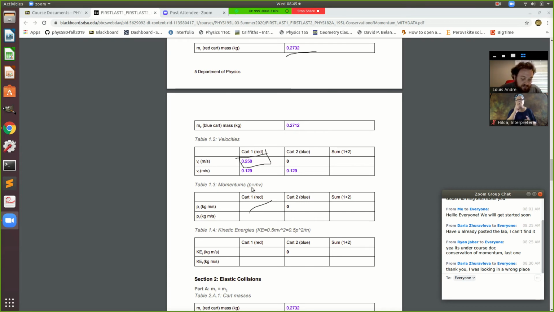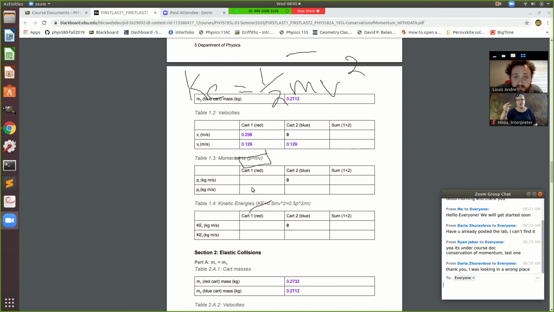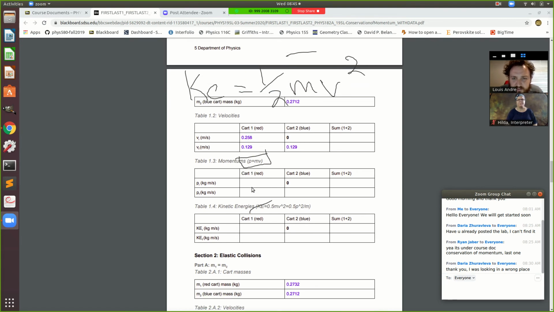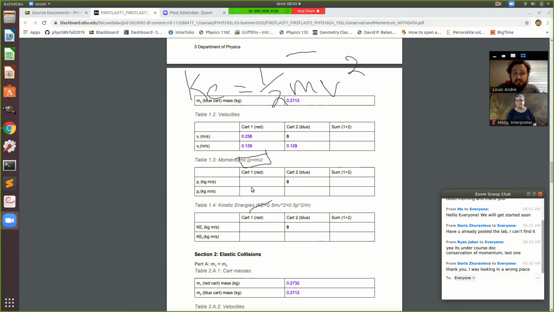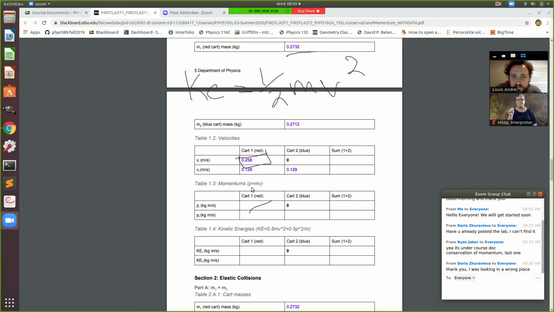Also, kinetic energy. Kinetic energy is 1/2 mass times the velocity squared. So don't forget to square it. That's going to be the same thing. You have the masses of the carts, you have their velocities, so you can go ahead and find the momentums and the kinetic energies and just fill them into these boxes.